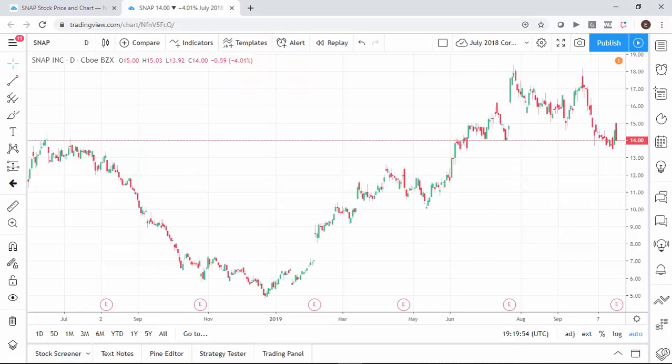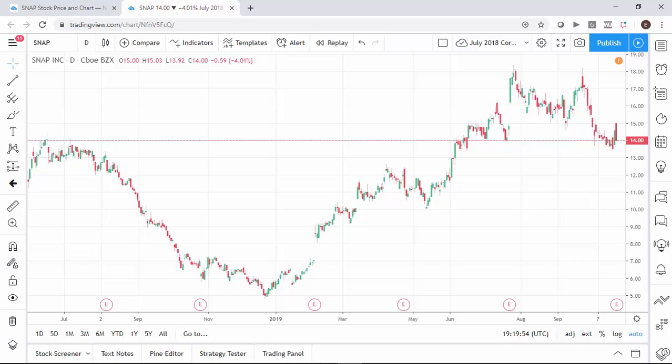So here's the current price chart. It's a daily chart on Snapchat. And I took these images during the day, so it may have finished higher or lower. I'm actually not sure where the actual close was, but I wanted to make sure I got this video set for you guys, and the analysis won't change too much.